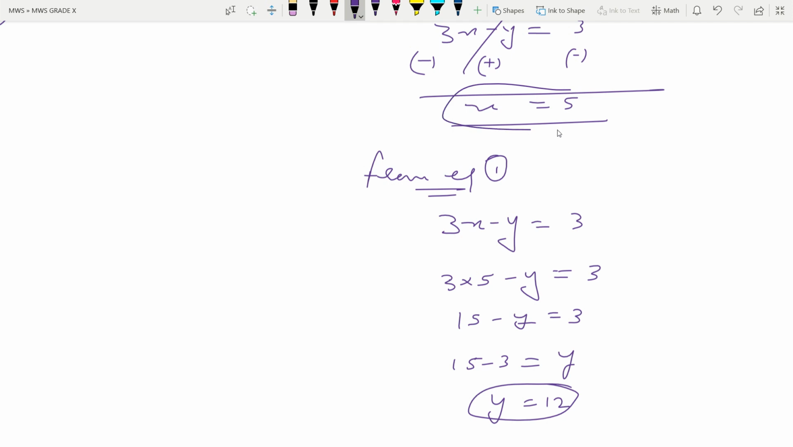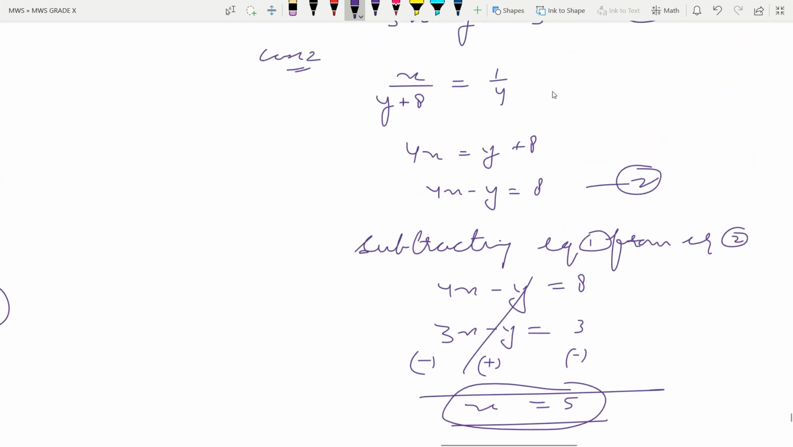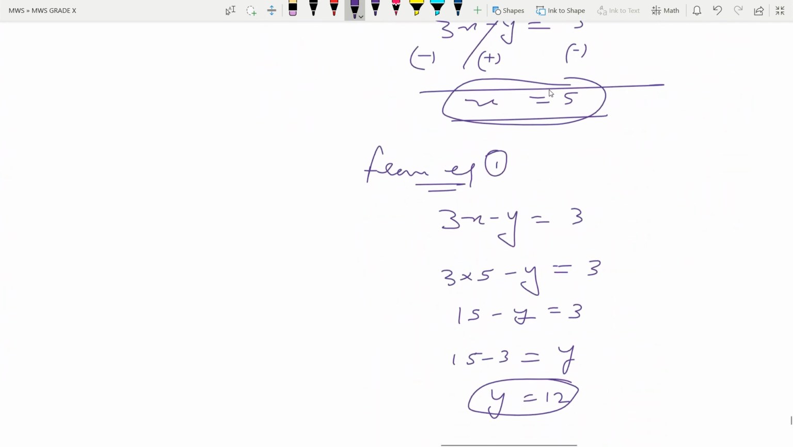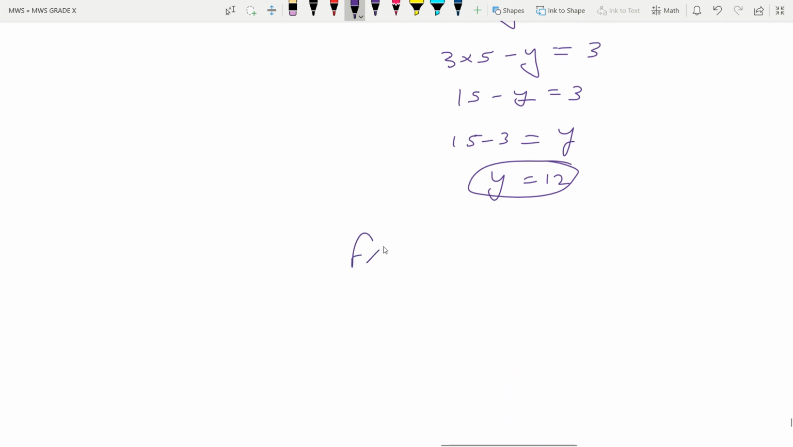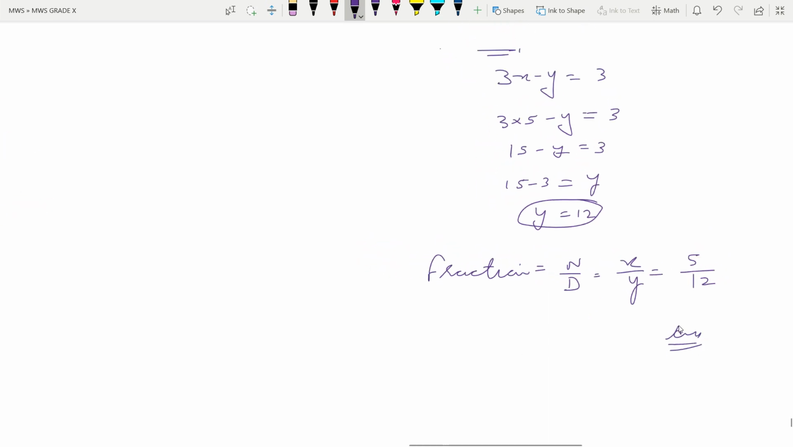And x, we have taken out the value of x as 5. Okay, so according to this, the fraction is numerator upon denominator, and numerator we have let x, denominator y, and the value of x is 5 and value of y is 12. So numerator is 5 and denominator is 12 and the fraction is 5 by 12. So this is the answer.